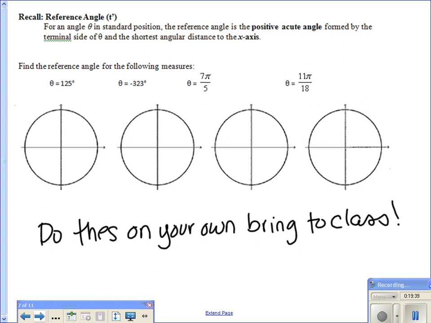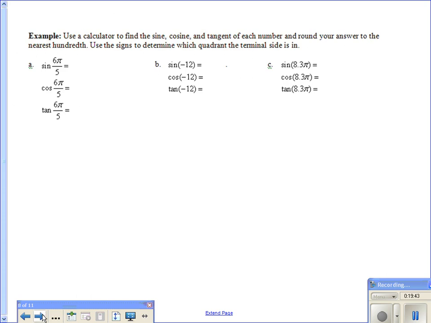And then for the next part, it says use a calculator to find the sine, cosine, and tangent of each number and round your answer to the nearest hundredth. Use the signs to determine what quadrant the terminal side is in. So I want you guys to also see if you can do this on your own. Remember to change your mode in your calculator. Change it to radian mode.